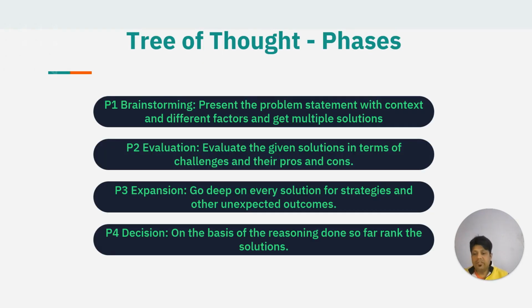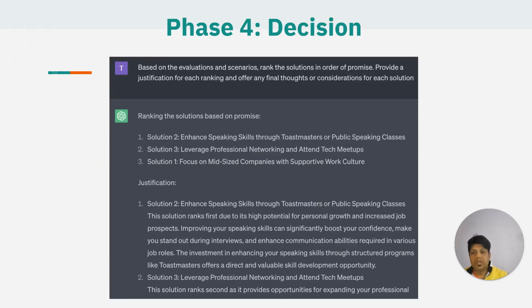And in the last phase, you ask ChatGPT that now, on the basis of the reasoning done so far, rank the solutions. So now what you have specified is that based on the evaluation and scenarios, rank the solutions in order of promise, provide a justification for each ranking, and offer any final thought or consideration for each solution. And this is how ChatGPT has ranked them.